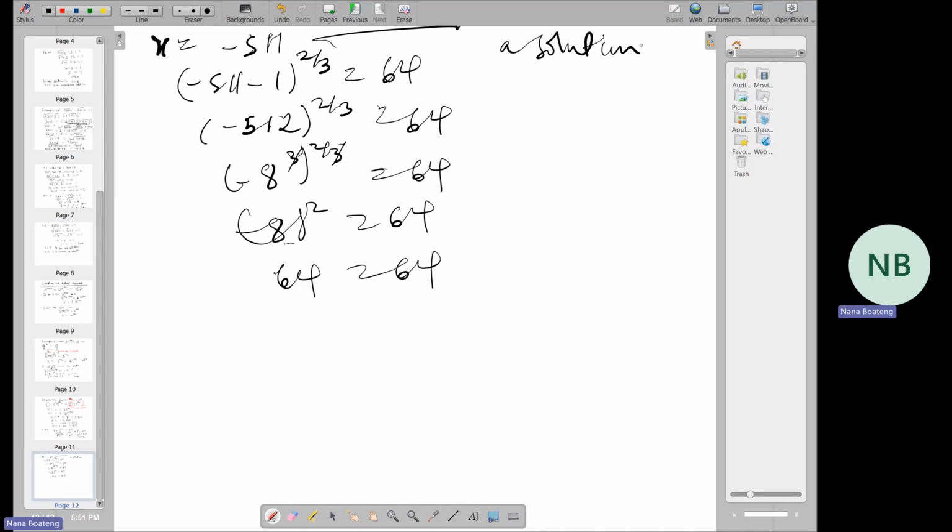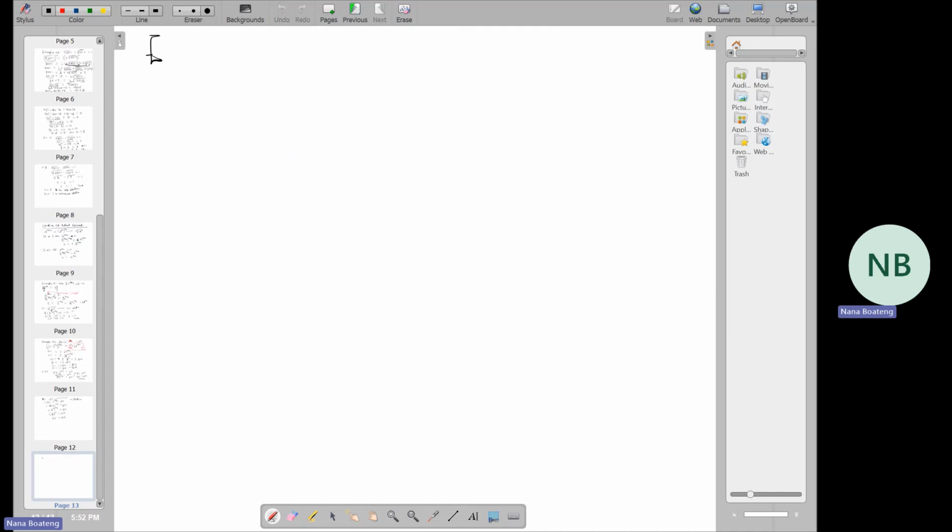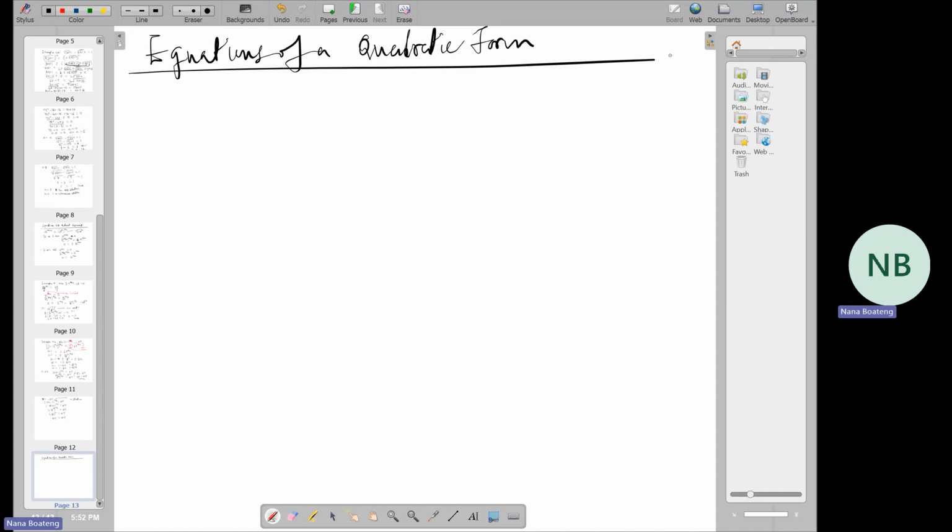Okay, so now let's look at some equations that are of a quadratic form. Equations of a quadratic form. Let's look at some examples of equations of a quadratic form. All right, so let's use an example. So this will be our, say, solve.